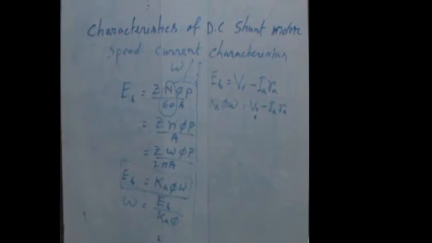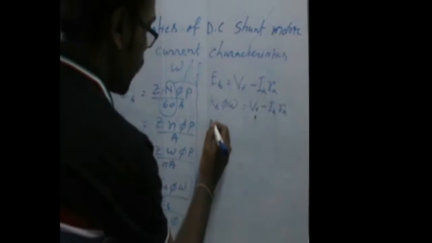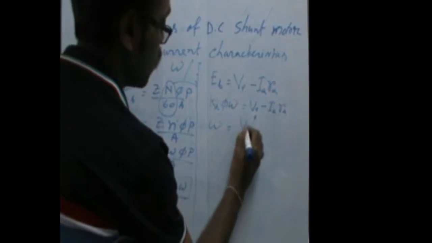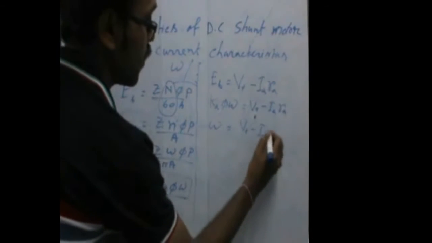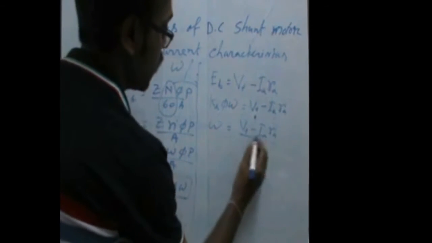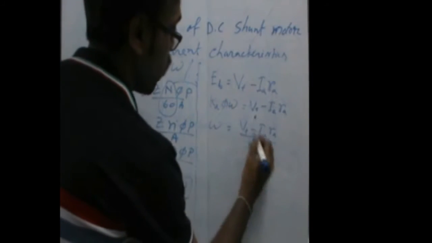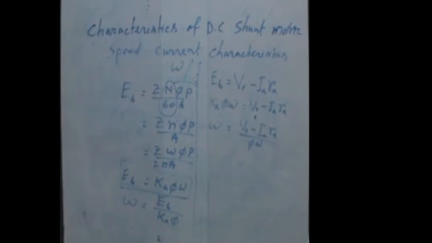That is, we are getting Ka into phi into omega, which is the value of Eb. We are replacing the value of Eb with Ka phi omega in this voltage equation. So from this we can write omega is equal to Vt minus Ia Ra divided by Ka phi. That is the equation of omega.